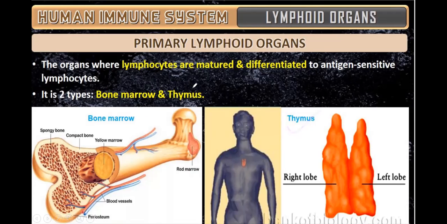Sometimes a question will be asked: which of these are primary lymphoid organs? So, bone marrow and thymus. These are primary lymphoid organs. Here there is red bone marrow, and this is yellow bone marrow, and this is the thymus. We'll now discuss bone marrow and then the thymus.